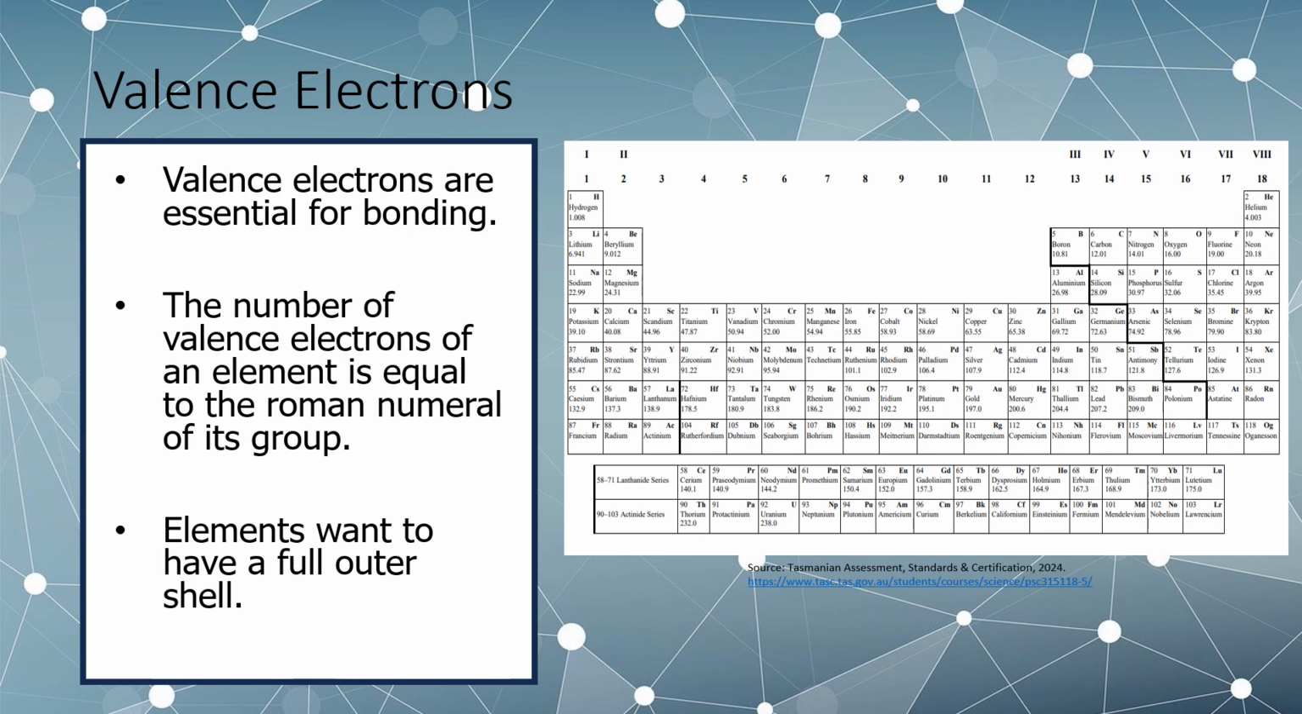Now, elements want to have a full outer shell. That is the core concept of bonding, whichever type of bonding we're looking at. So keep that in mind as we start to talk about these bonds moving forward.